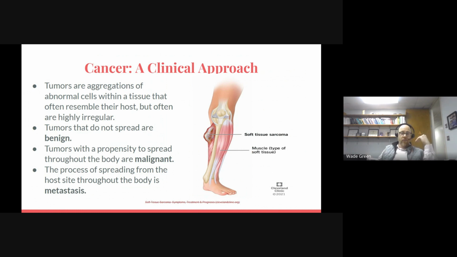There are two different types of tumors that we're going to refer to. Tumors that don't spread are known as benign tumors, whereas tumors that have a propensity to spread throughout the body are known as malignant tumors. The process of a tumor spreading from its host site through the body is known as metastasis. You may often hear it said that a cancer has metastasized or spread.